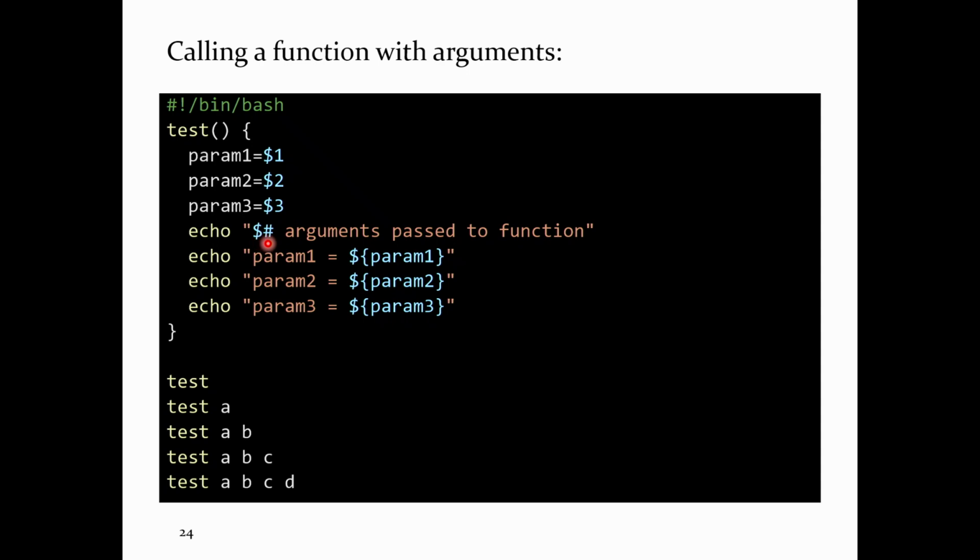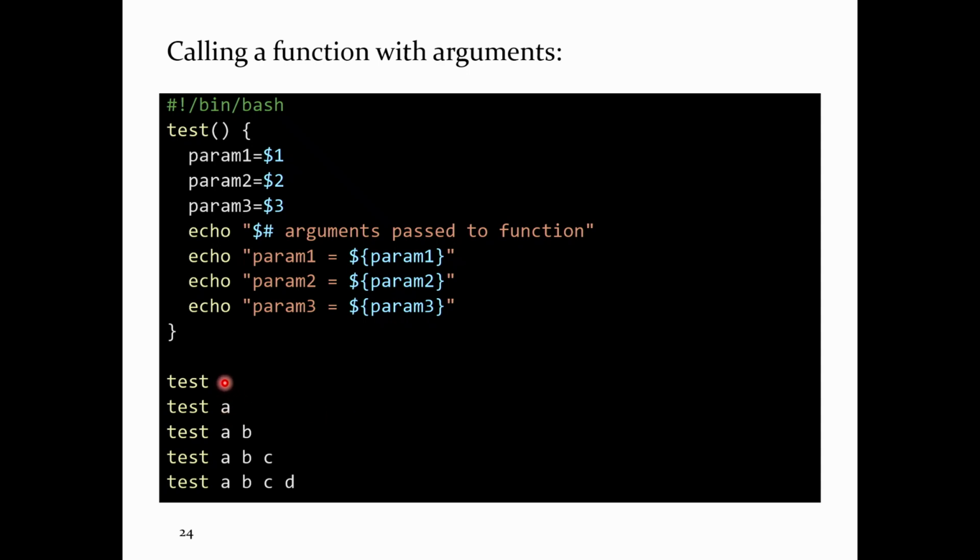$# is the number of arguments passed to the function, just like with command line arguments, and just like any other variable in bash. param1, param2, and param3 will be created whether or not $1, $2, or $3 exists. So whether or not you passed in 3 arguments to the function, param1, param2, and param3 are still valid variables inside the function.